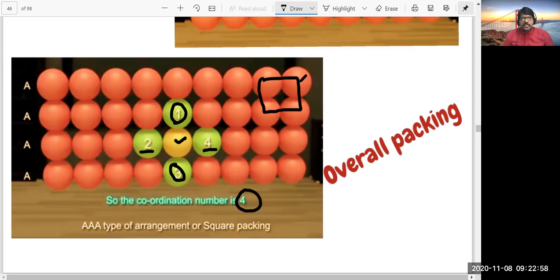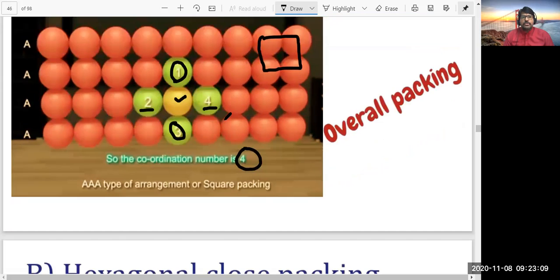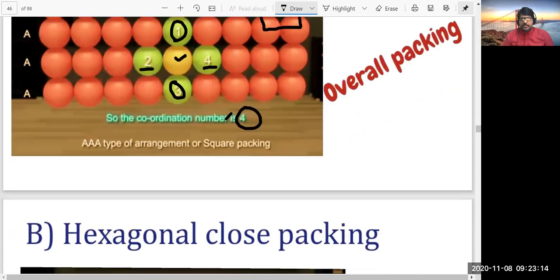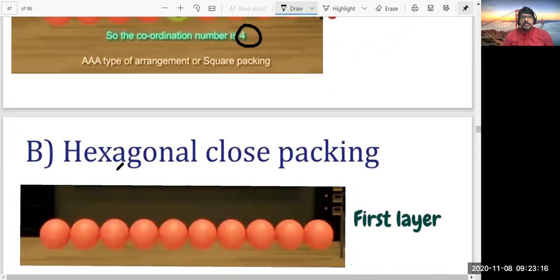Since it is two-dimensional, we have to say area of the square. So here, area of all particles by area of the square. If you take that ratio, you will get what we call the packing fraction, right? And one more we have, that is hexagonal close packing. In case of hexagonal close packing, please remember this is also two-dimensional. The particles are confined to only two dimensions, two directions, right?